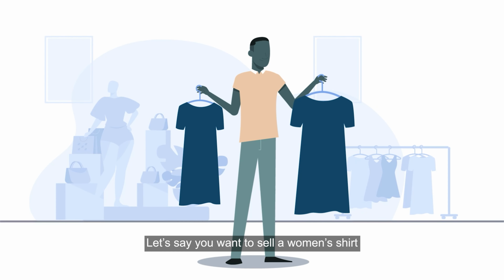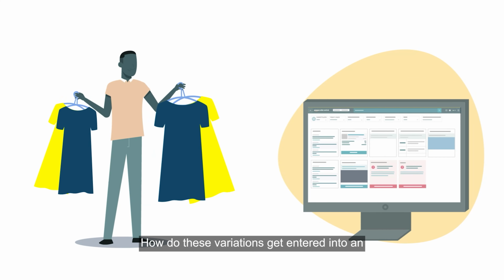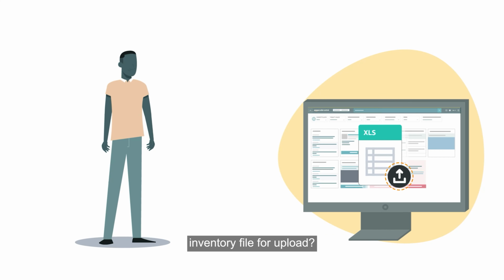Let's say you want to sell a woman's shirt that comes in 2 different sizes, small and large. And maybe it also comes in 2 colors, yellow and blue. How do these variations get entered into an inventory file for upload?